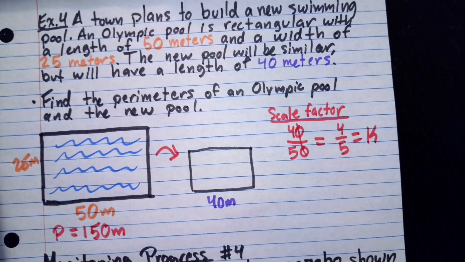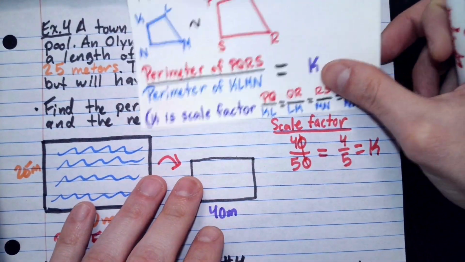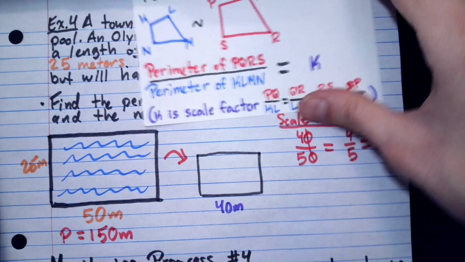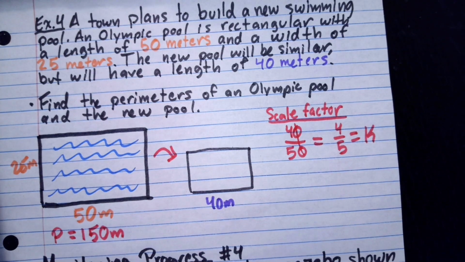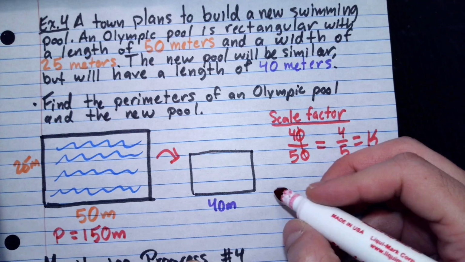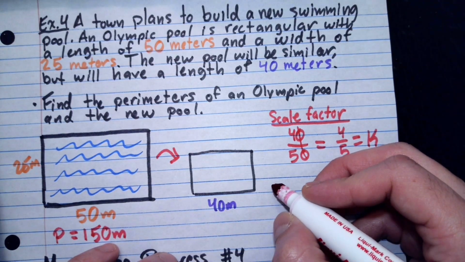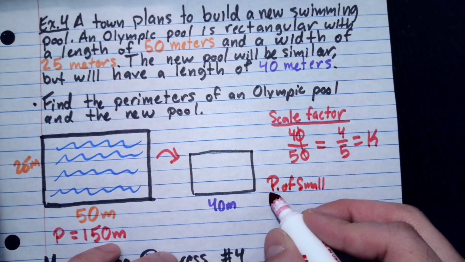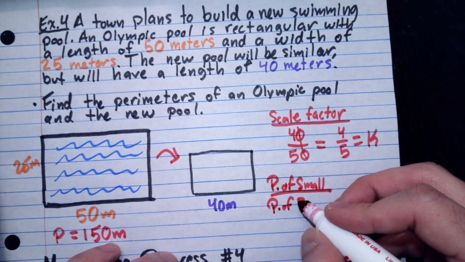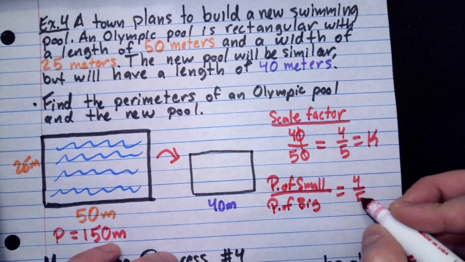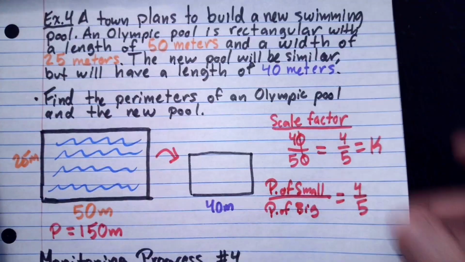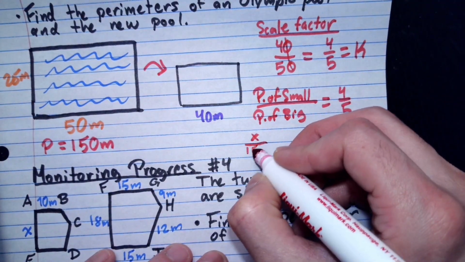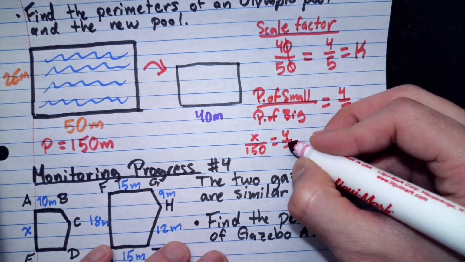And so my theorem, again, says that if I take the perimeter of each of these, let's see what we got. The perimeter of the small pool over the perimeter of the big pool should be equal to K, which is 4 over 5. We don't know the perimeter of the small one, so we'll call it X. But we do know the big one, and that is 150. And so that has to be equal to 4 over 5.